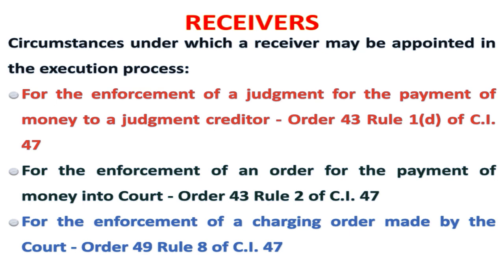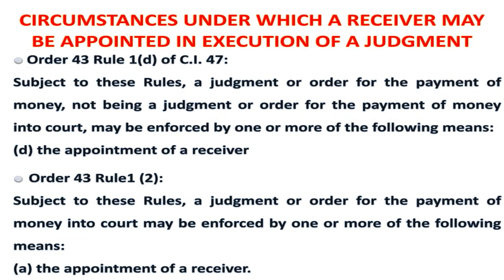Another circumstance that we shall look at is that a receiver may also be appointed for the enforcement of an order for the payment of money into court. And also, a receiver may be appointed for the enforcement of a judgment for the payment of money to a judgment creditor. So we shall look at three circumstances under which a receiver may be appointed under the CI 47: one, to enforce a charging order made by the courts; two, to enforce an order for the payment of money into court; and three, to enforce a judgment for the payment of money to a judgment creditor. I shall take each of these and deal with them one after the other.